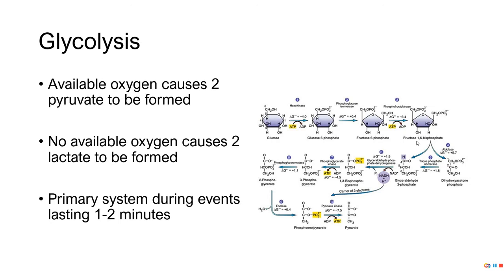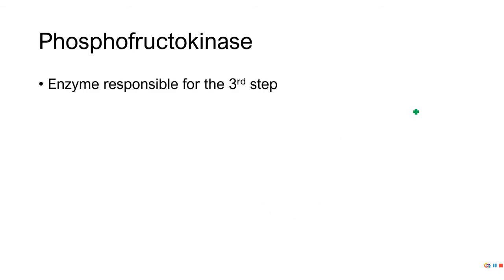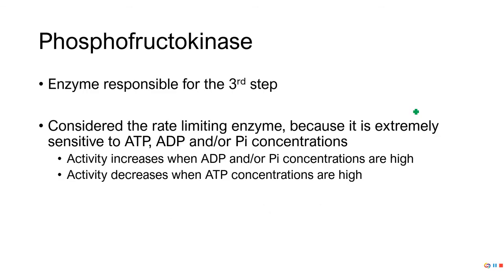Now, just like creatine kinase is the limiting enzyme, well, glycolysis has a rate-limiting enzyme as well. And it's called phosphofructokinase, which is right here. So it's the third enzyme. Now, the reason that it is the rate-limiting enzyme is because it's extremely sensitive to the concentrations of ATP, ADP, and phosphate.